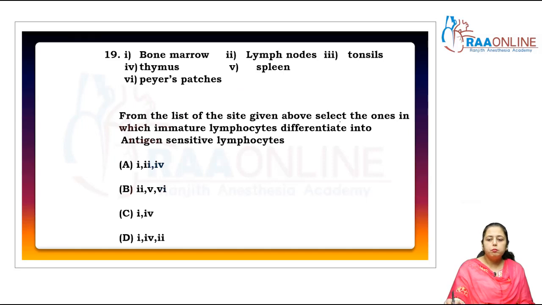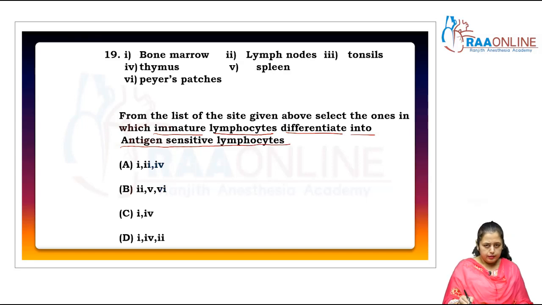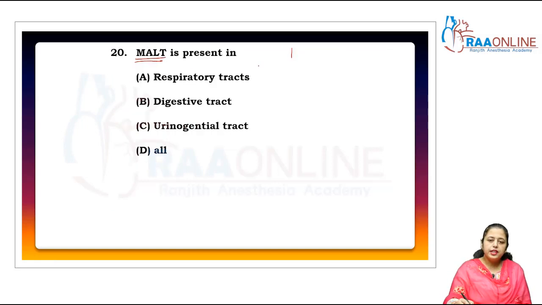From the list of the sites given above, select the ones in which immature lymphocytes differentiate into antigen sensitive lymphocytes. Bone marrow produces the immature lymphocytes, antigen sensitive lymphocytes, and even the thymus. Both of them are primary lymphoid organs. But the lymph nodes, tonsils, spleen, Peyer's patches, all these are secondary lymphoid organs, right? So the answer is 1 and 4, that is C. Clear? Come to the next question, that is MALT.